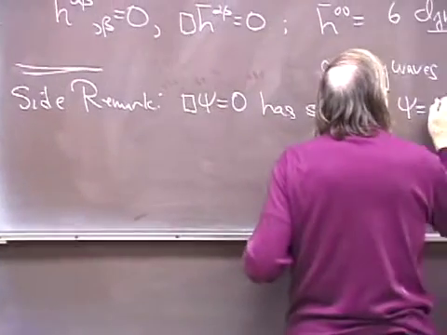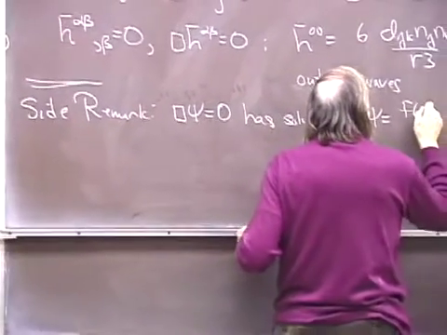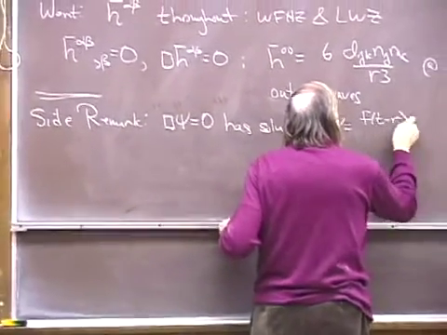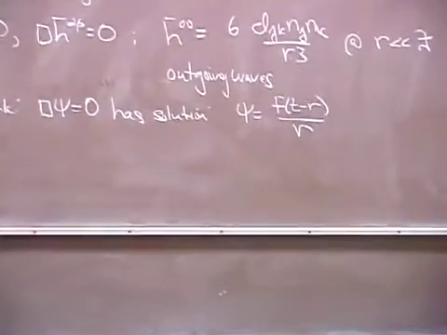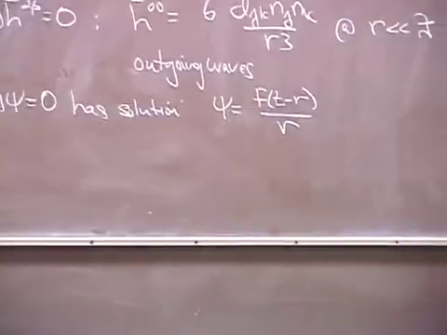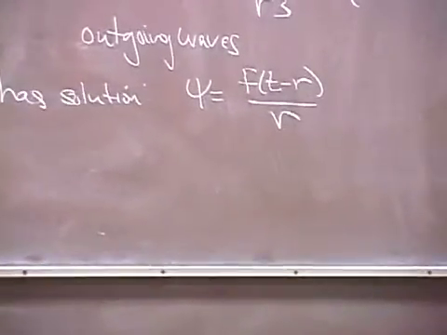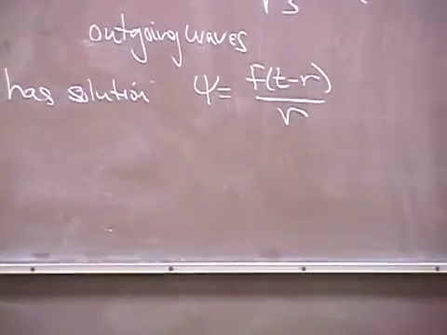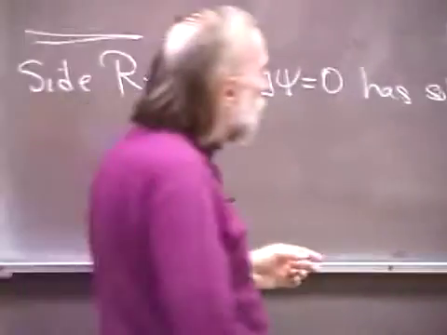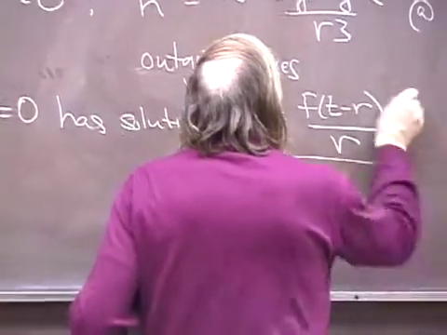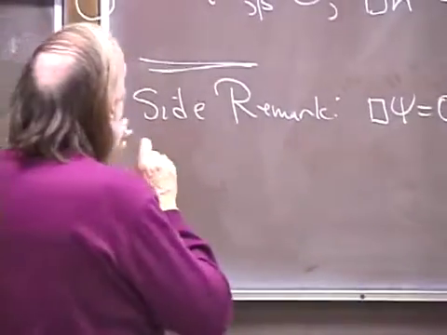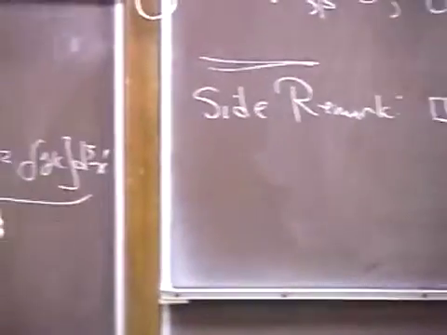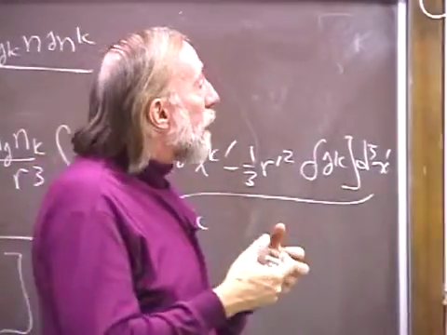Psi is equal to some function of t minus r, divided by r. That's a monopolar solution. And you can just plug that in and verify that it satisfies the wave equation. Now, the components: we're working in Minkowski coordinates, in a Lorentz reference frame.